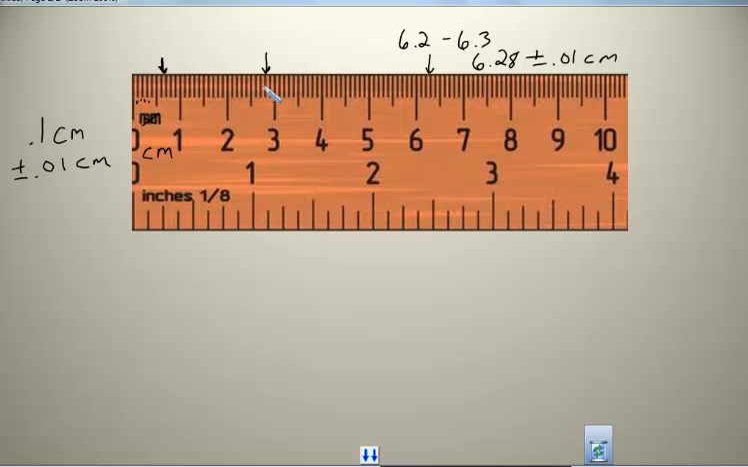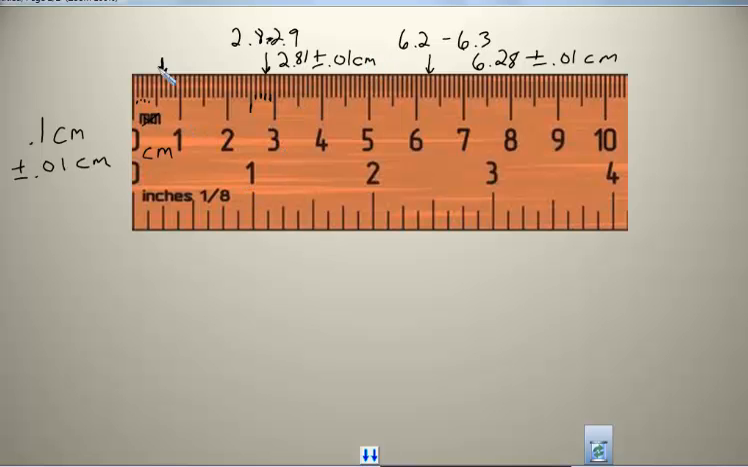Alright? So, we take a look at this one, the mark that we made here. I'm going to do this one with you also. So this one, I would say, is this is the 2.5 right here, 2.6, 2.7, 2.8, 2.9. So I'd say it's between a 2.8 and a 2.9. And it looks really, really close to the 2.8. So if I had to estimate that one, I'd say it's 2.81 plus or minus 0.01 centimeters.